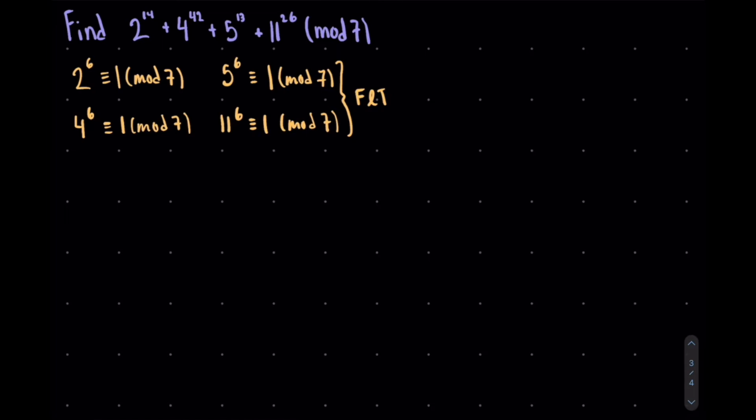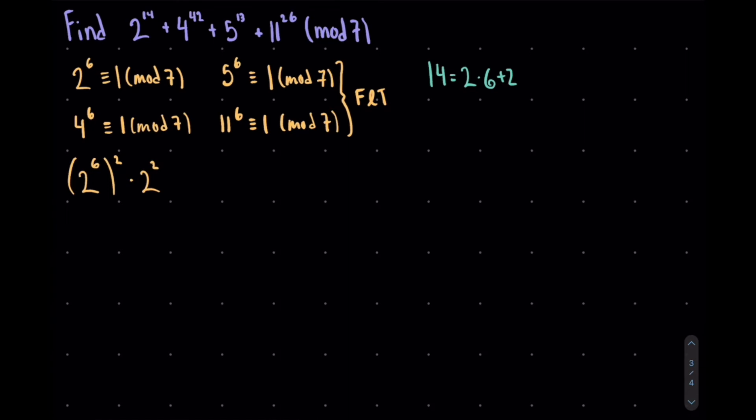Our goal now is going to be to take the terms in the equation above, such as 2 to the power of 14, and to express it in terms of 2 to the power of 6. Well, first let's look at 14. We have that 14 is equal to 2 times 6 plus 2. If we look at this in terms of powers, we have that 2 to the power of 14 is equal to 2 to the power of 6, all squared, times 2 squared.